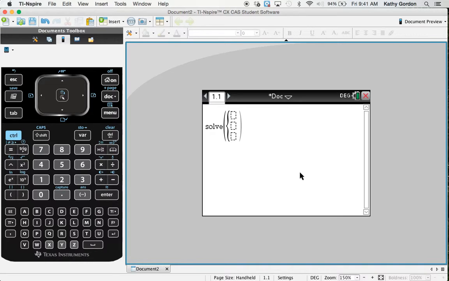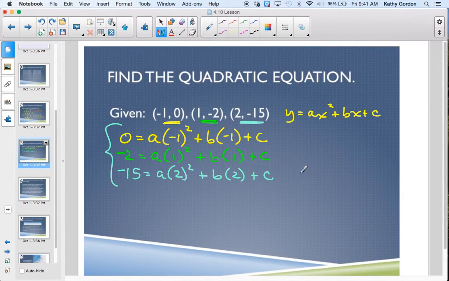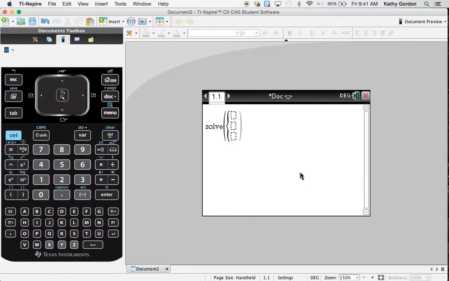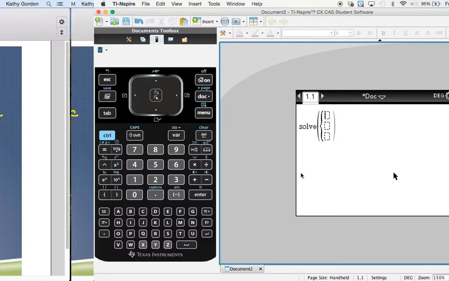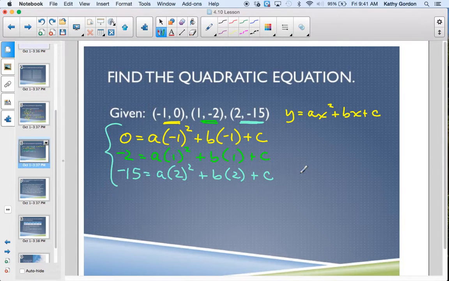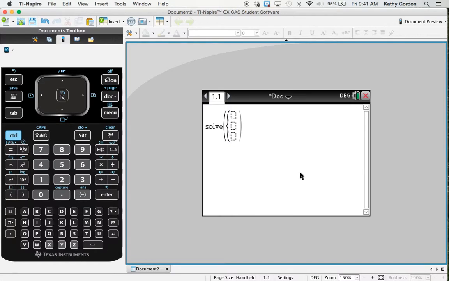So now you need to type in your 3 different equations. Our first equation is going to be 0 equals 1a plus negative 1b plus c. Or minus 1b plus c. And you can actually use a, b, and c. That's fine.